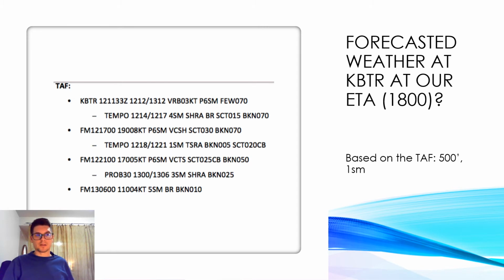The TAF for Baton Rouge at the time of our ETA, which will be 1800, shows that there's a temporary TAF issued for the 12th, 1800 through 2100. It's going to be 1 statute mile, thunderstorms and rain, broken layer at 500 feet, scattered 2000 with cumulonimbus. So it sounds like it's going to be a pretty fun time getting in there, nevertheless. But based on our ETA, what we're concerned about is the 500-foot ceiling and the 1-mile visibility. Let's see if our minimums will let us get in there.